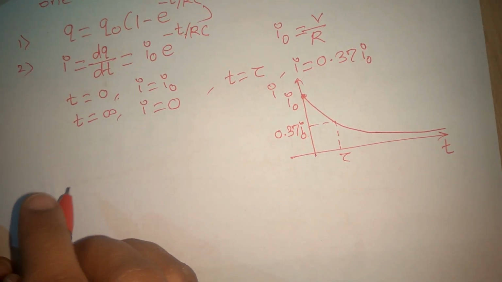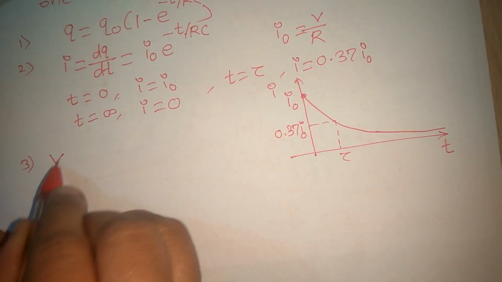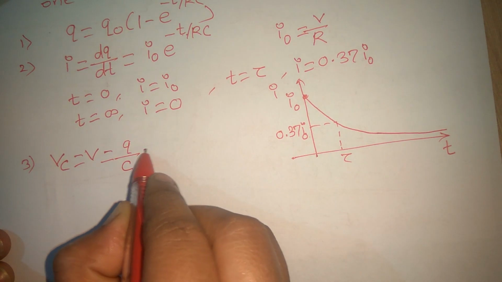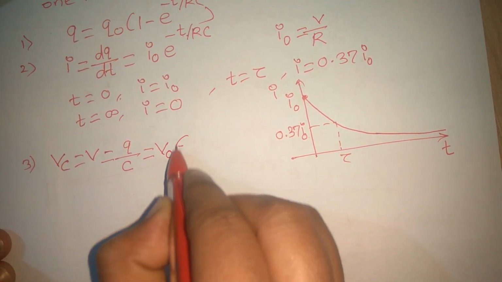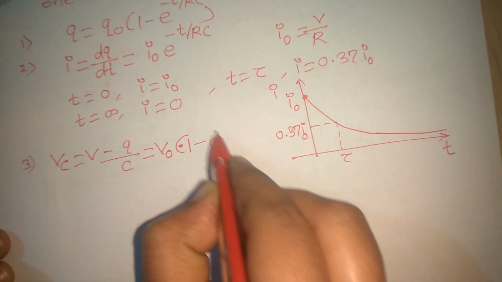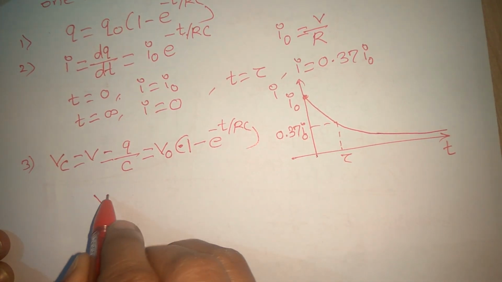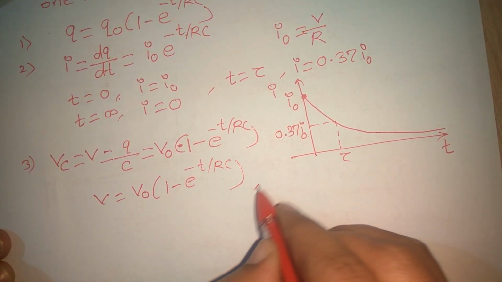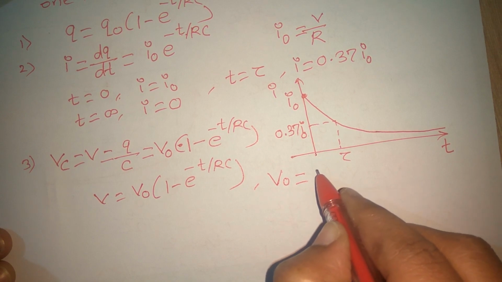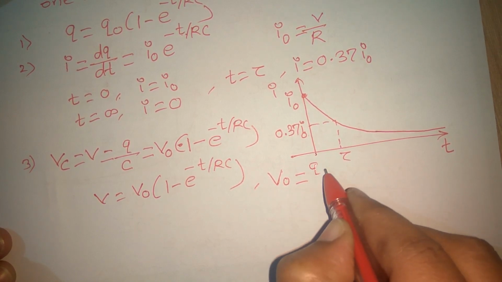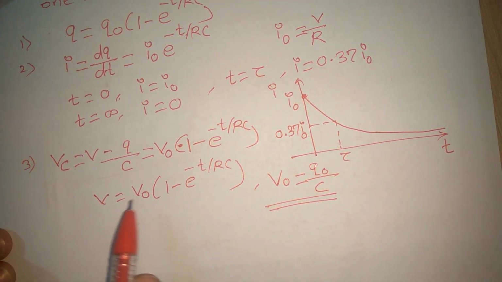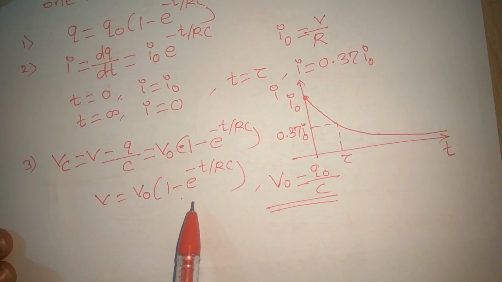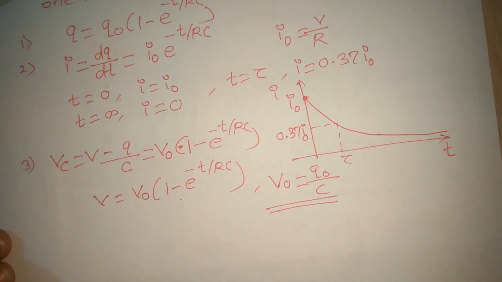Next, another equation we can build from this is the Vc, that is the potential difference across the capacitor, which is nothing but charge upon capacitance. So V is equal to V naught times 1 minus e power minus t by RC, where V naught is the maximum value of the potential difference across the capacitor, which is Q naught by C. And as this equation is the same as the equation of charge, the potential difference versus time graph is the same as the graph of charge.